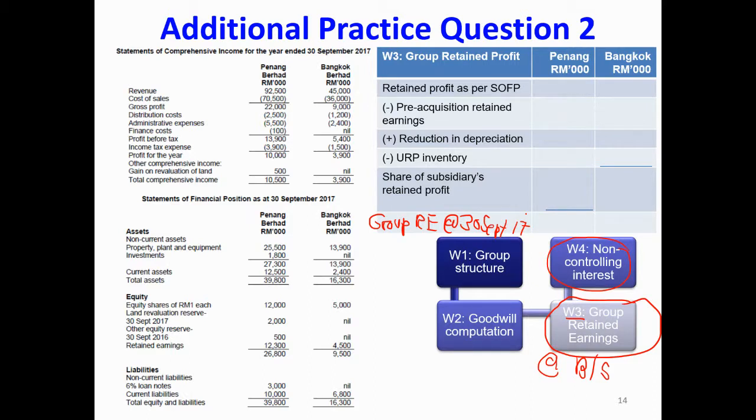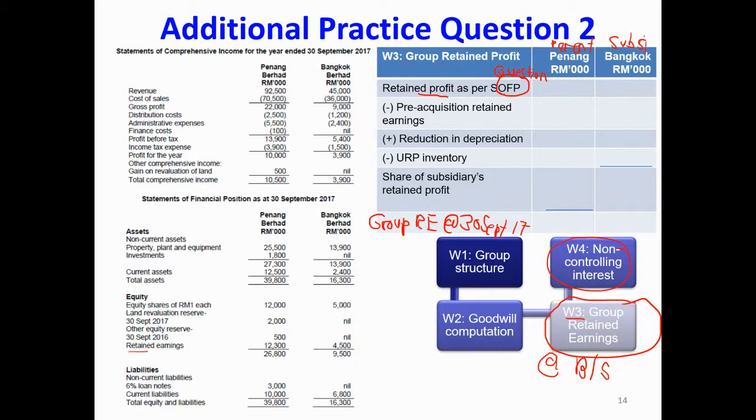Okay, there are a few ways that you can calculate group retained earnings, but for me, I like to use this way. What I do is I always start off with the retained earnings as at your balance sheet date, or as at the date given in the question. So we have here two columns, Penang, which is your parent, and then we have Bangkok, which is your subsidiary, right? So how do you get your retained profit or earnings?